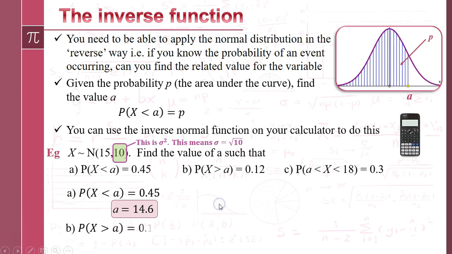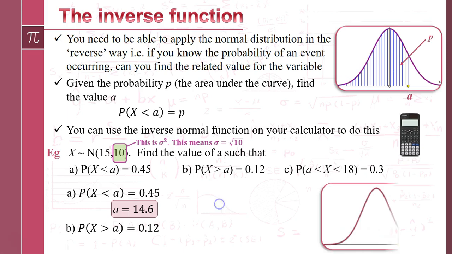And on we go to part B. The probability that X is greater than a certain value A is 0.12. So let's have a quick think about the sketch. There it is. So we've got our area of 0.12.